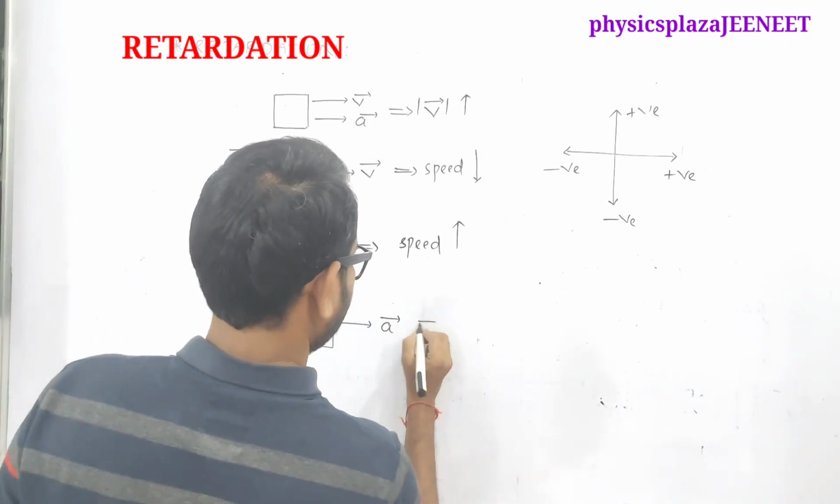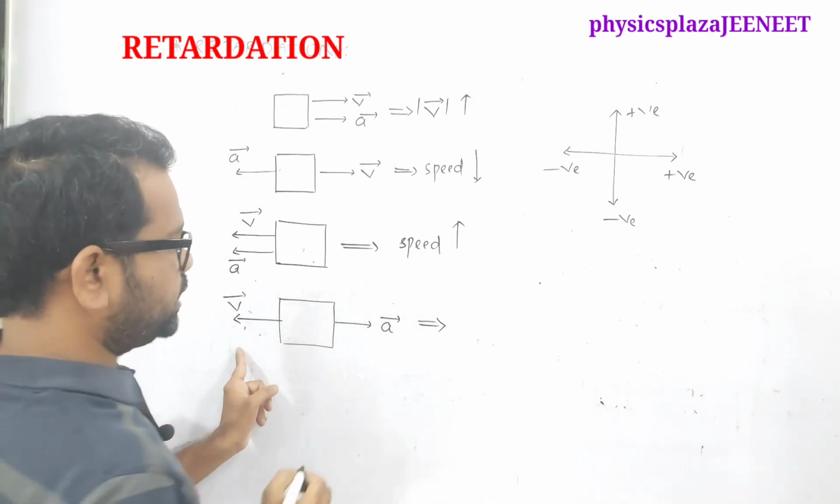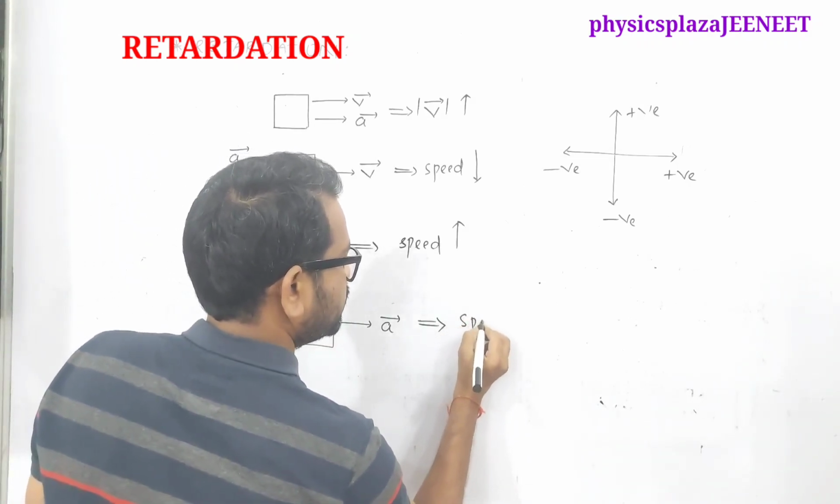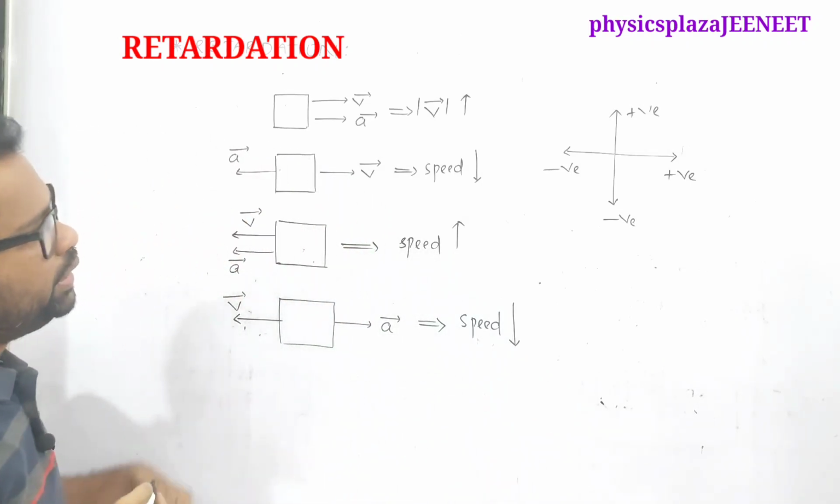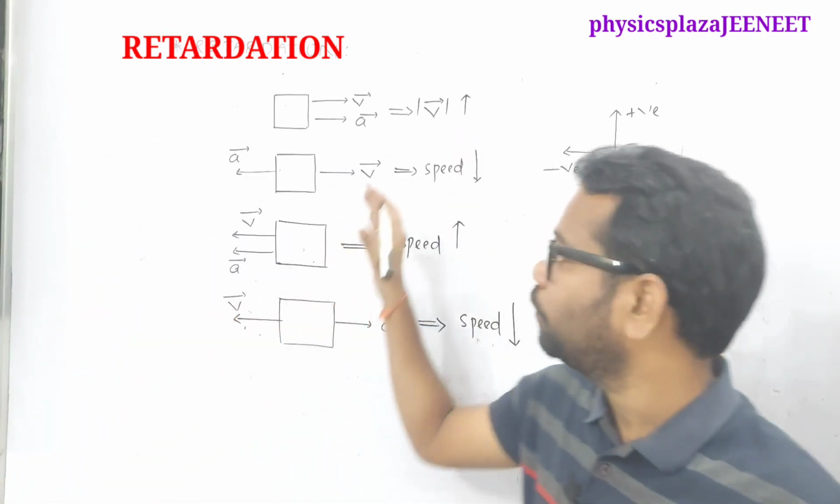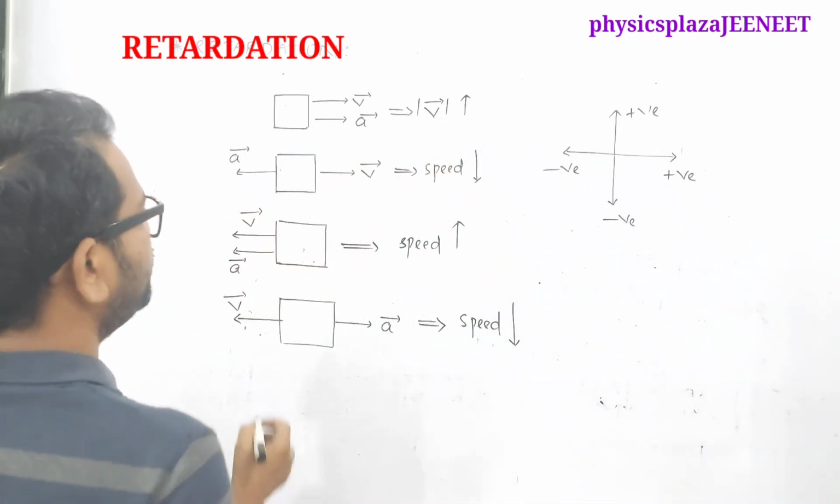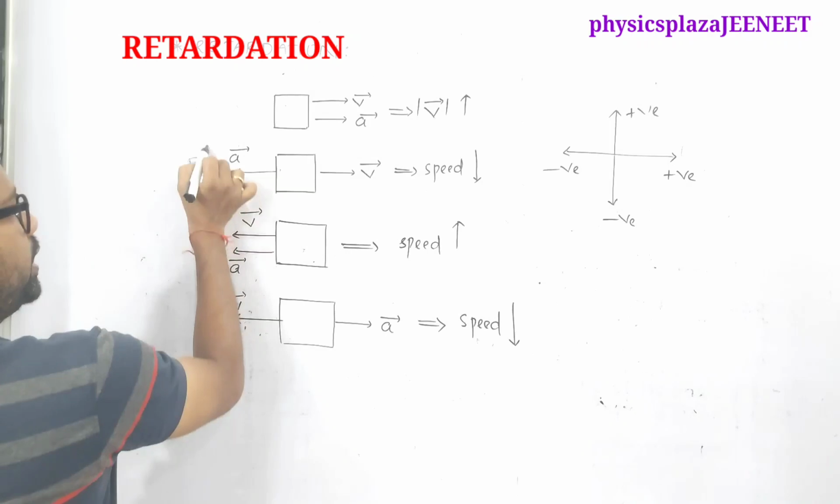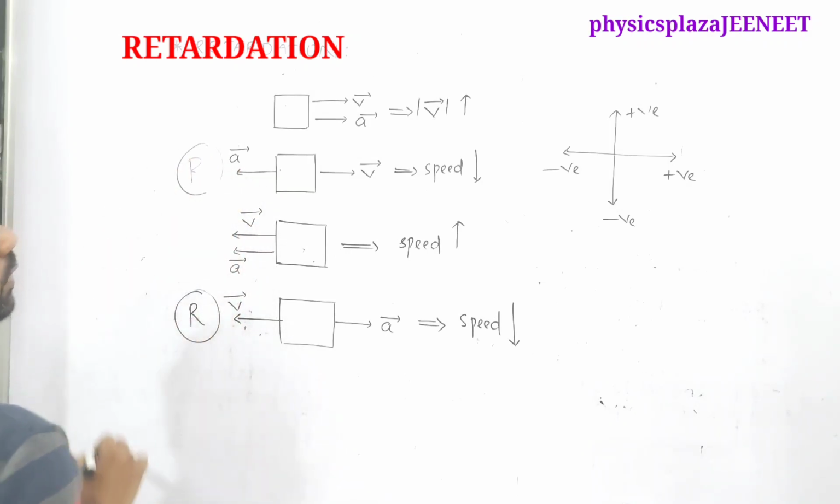Now in this case, both are opposite. So here again speed decreases. But in which case can you say that the body is retarded? In which of these four cases is the body retarded? So let me tell you, children. Here in this case the body is retarded. In this case the body is retarded.